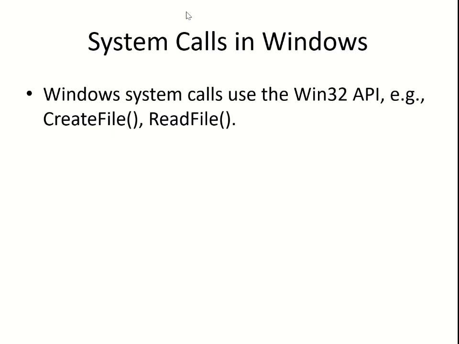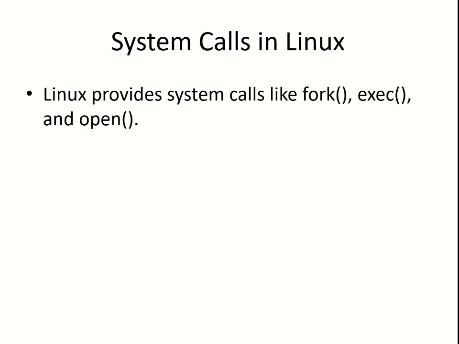Example system calls in Windows: CreateFile creates a new file, ReadFile reads data from a file, WriteFile writes data to a file, CreateProcess creates a new process, ExitProcess terminates a process. And this is about system calls in Windows. And now, system calls in Linux. Linux provides system calls like fork(), exec(), and open(). System calls in Linux under process control are fork(), exit(), and exec().